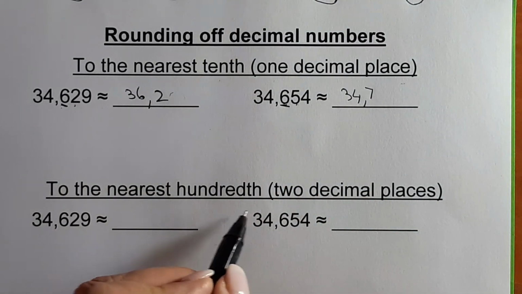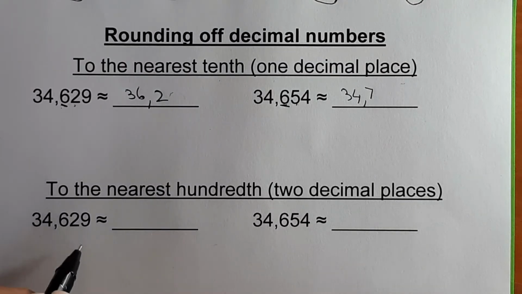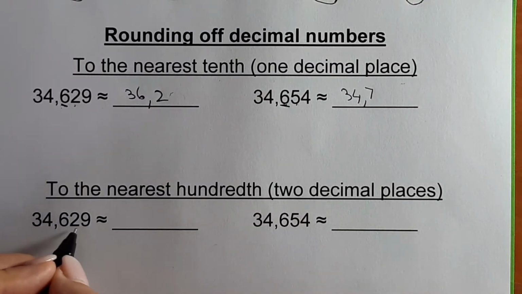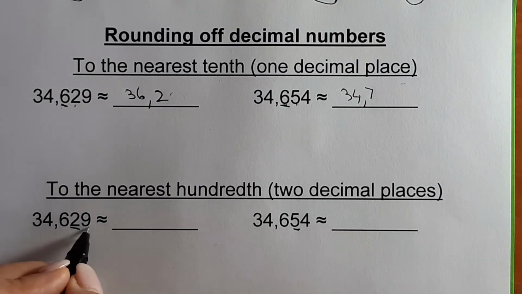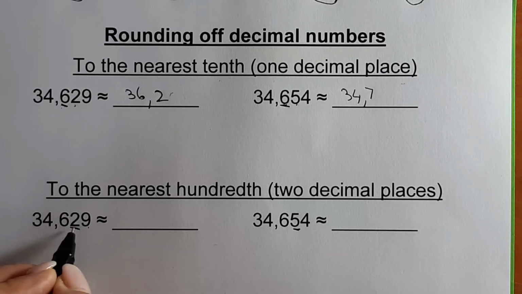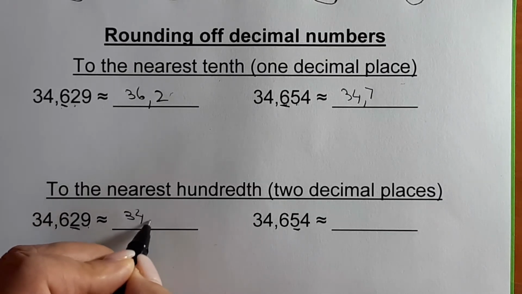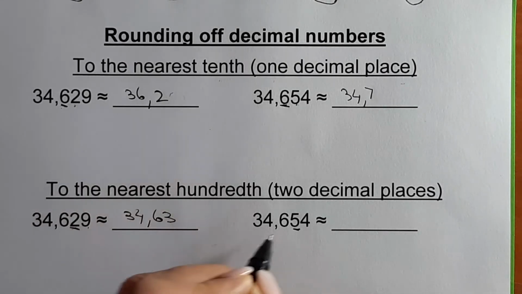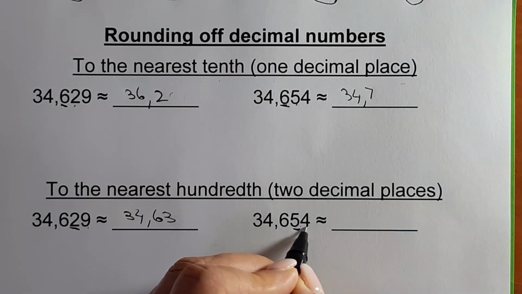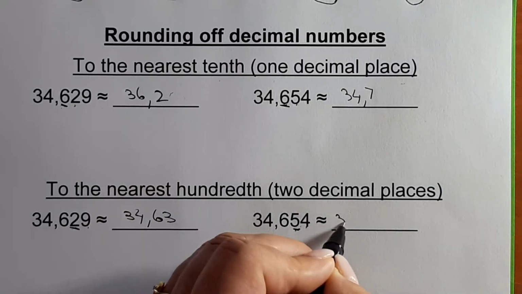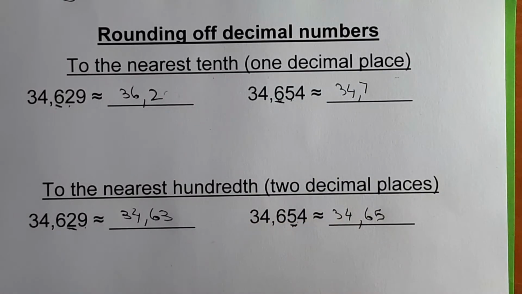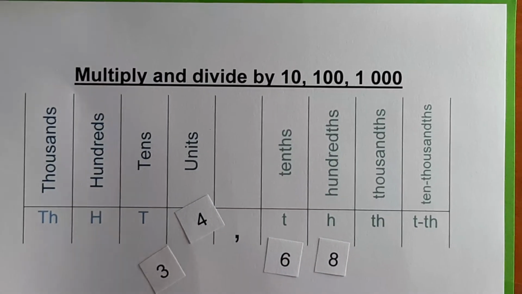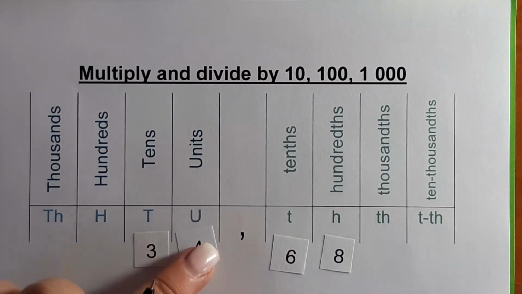Rounding off to the nearest hundredth. Then you underline the hundredths. Who's knocking at the back door? 5 or more, raise a score. So it's 34,63. This one, 4 or less, leave the mess. So it's 34,65. Look at the place value of your digits again.